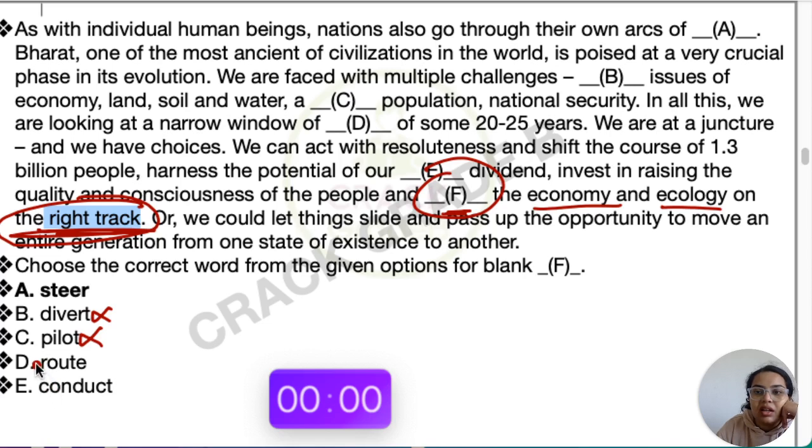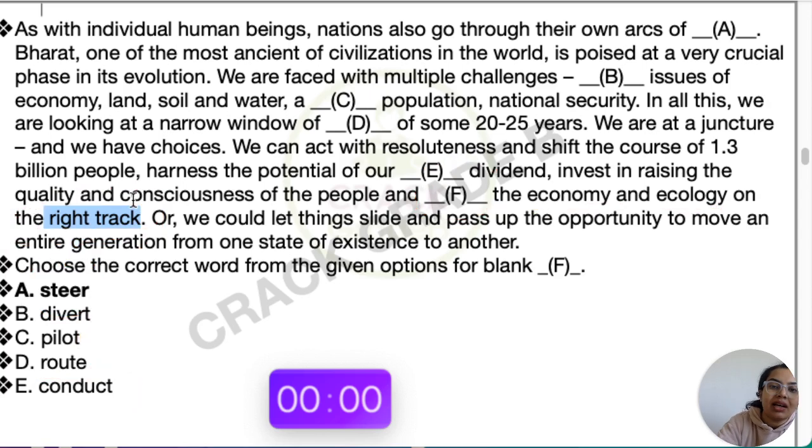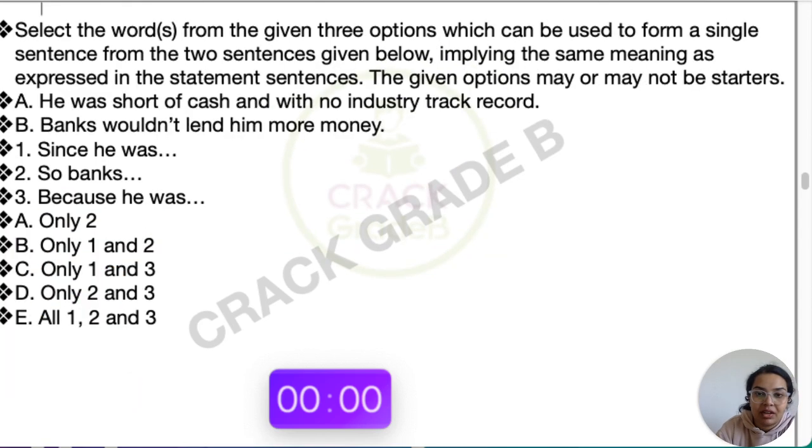Then route can be said in two ways. Conduct, we are talking about putting things on the right track, taking things in the direction. So the right word is to steer. That is giving correct direction, or the direction wherever we want to take something.